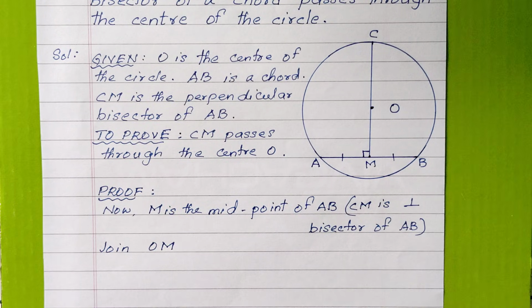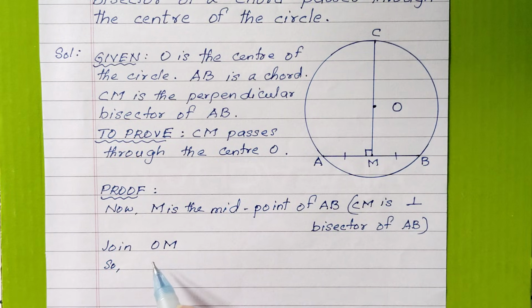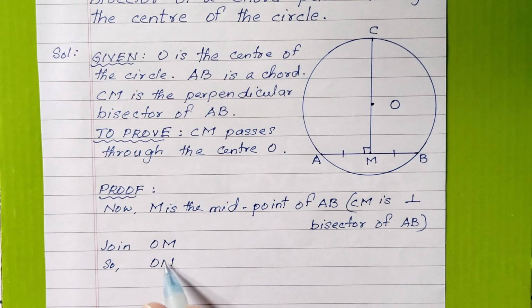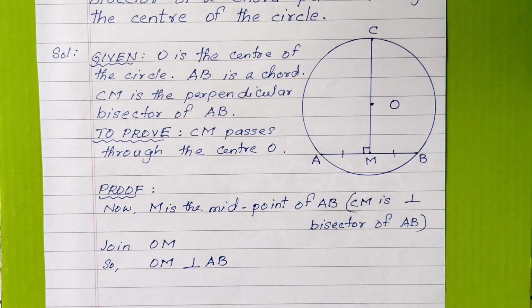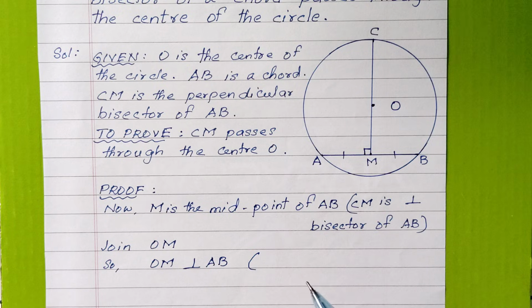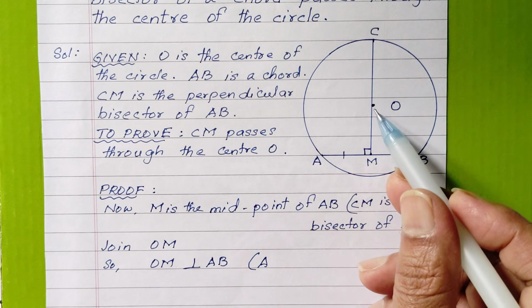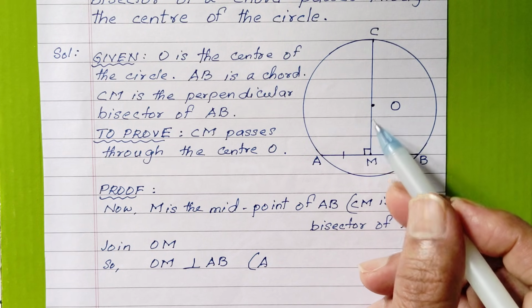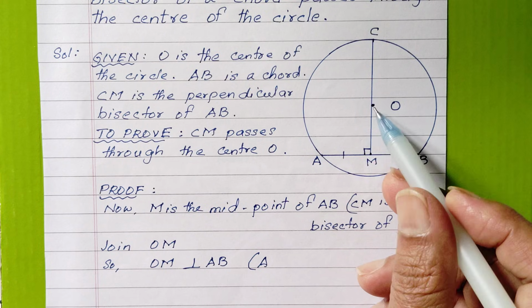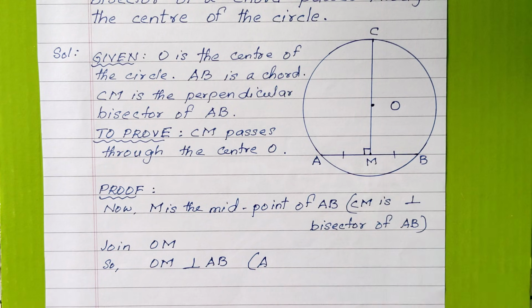Now when we join OM, OM will become perpendicular to AB. Why will OM become perpendicular to AB? According to the theorem. What does the theorem state? The theorem states a line drawn from the center of the circle to the midpoint of a chord is perpendicular to the chord.